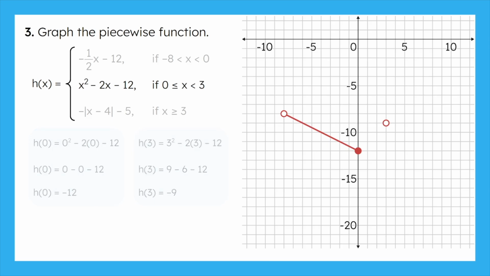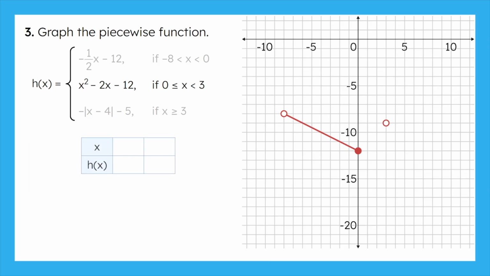Because the second interval is a quadratic, we needed to create a table of values for inputs between the endpoints. Since the domain just goes from 0 to 3, this table won't have many x values. Most likely you just used 1 and 2, getting the points (1, -13) and (2, -12). Remember to connect these points with a curve.